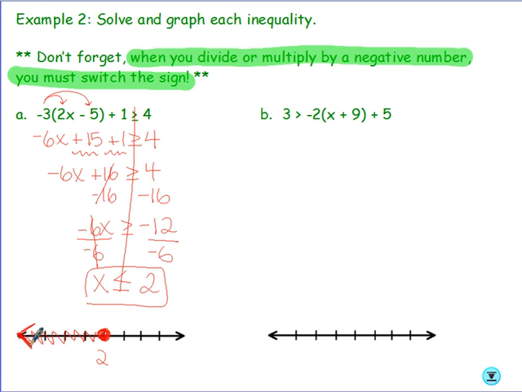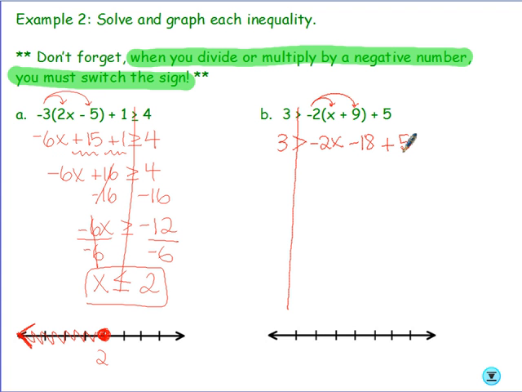Okay, so let's see how you guys did. I'm going to put up my line in the middle. Keep my 3. Bring down my greater than. I need to distribute. Negative 2 times x is negative 2x. Negative 2 times positive 9 is negative 18. Bring down the plus 5.